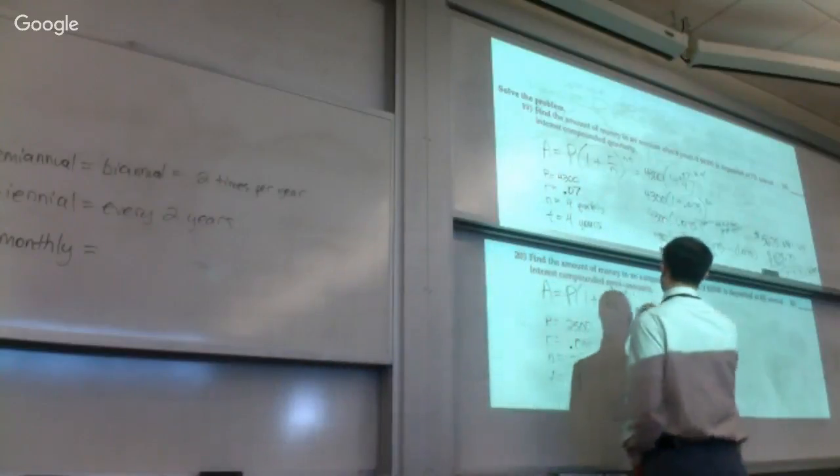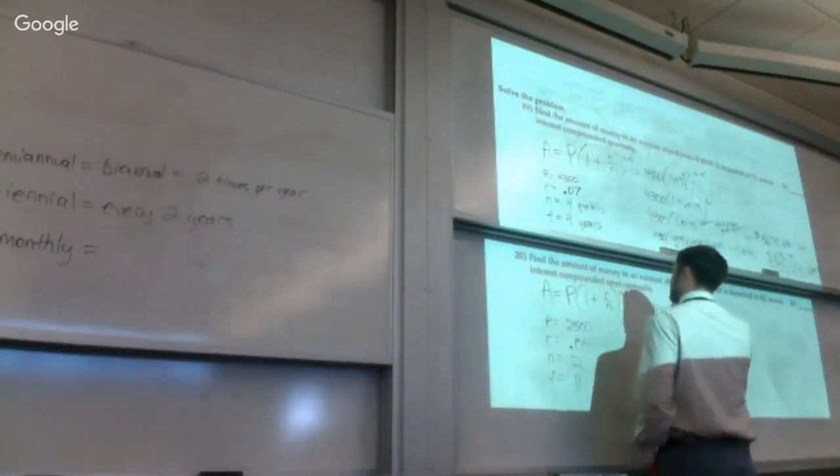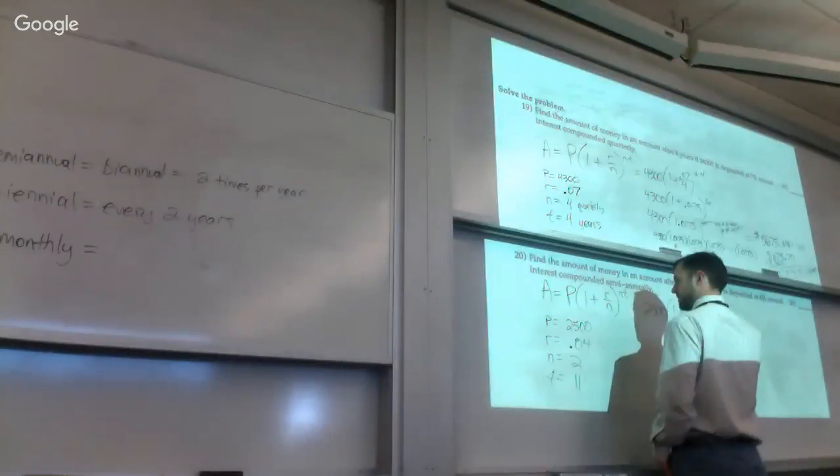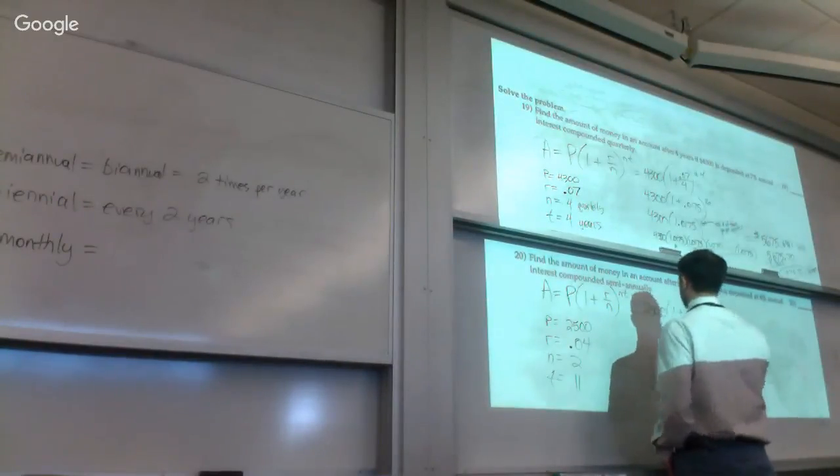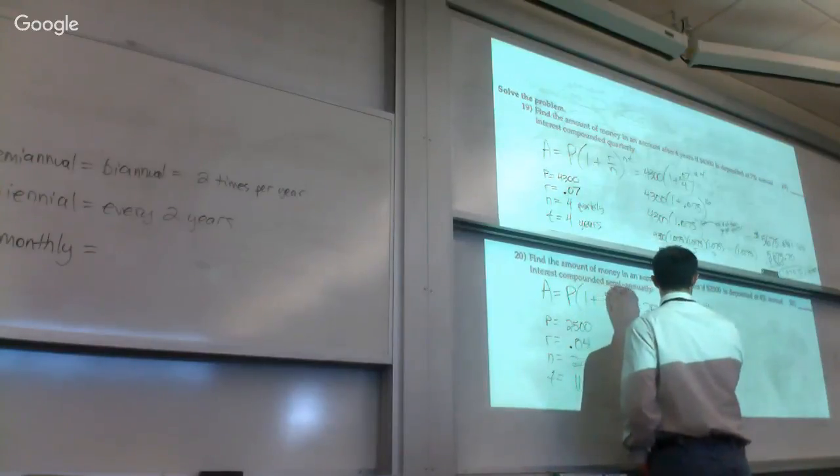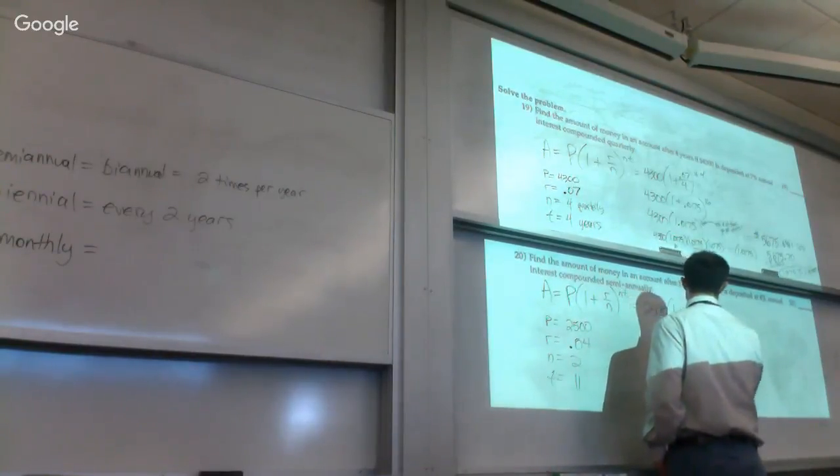And now we go ahead and plug it all in. So I bet you all got something like 2,500 times 1 plus 0.04 divided by n, which was 2, all to the power of 2 times 11. And so first question, how many times are you actually going to get interest?